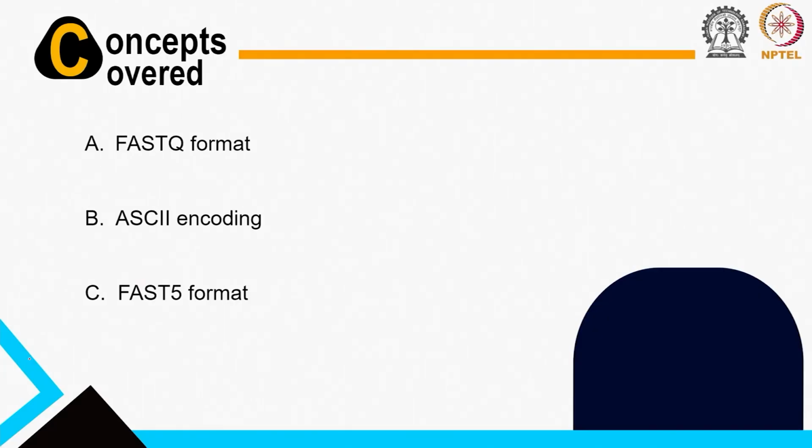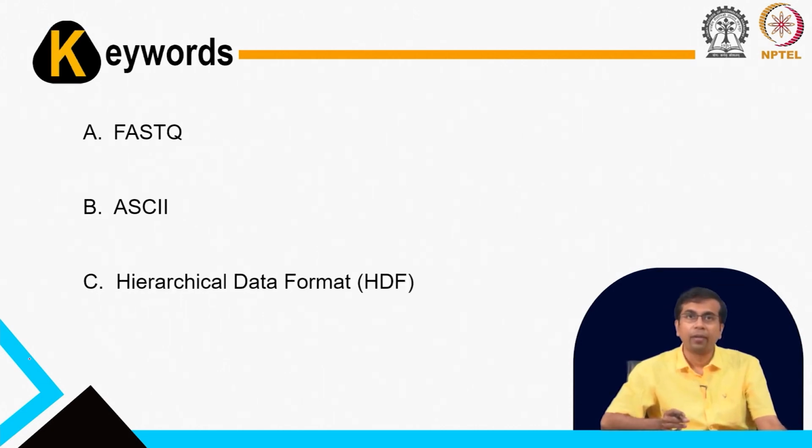So, in today's class we will be continuing our discussion on this FASTQ format and also look at actual sequencing data. These are the concepts that we will be covering in this class. We will discuss FASTQ format in a lot of detail, we will talk about ASCII encoding, and we will talk about FAST5 format. These are the keywords you will come across: FASTQ, ASCII and hierarchical data format or HDF.